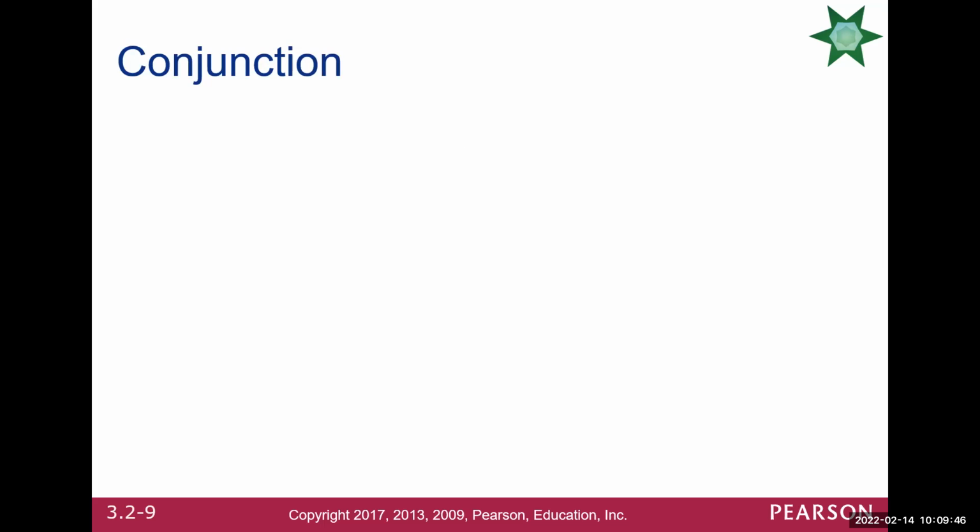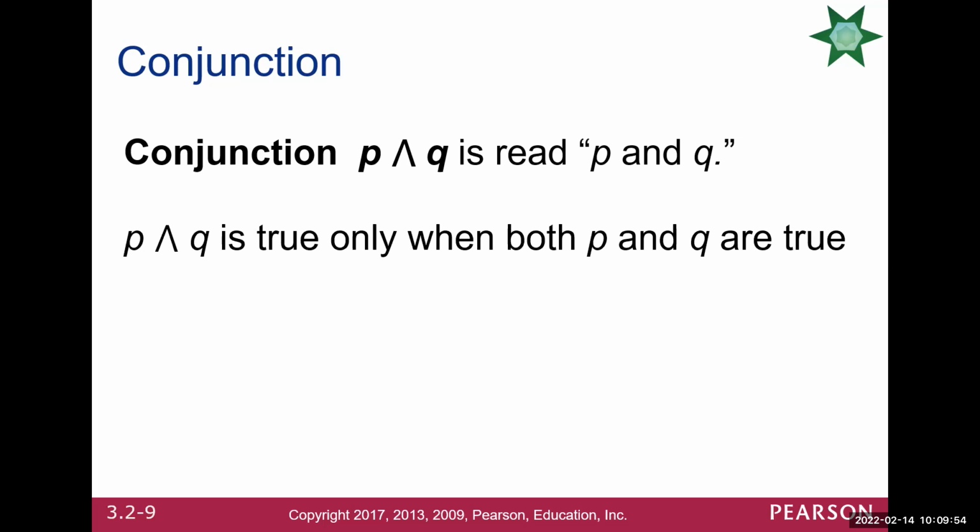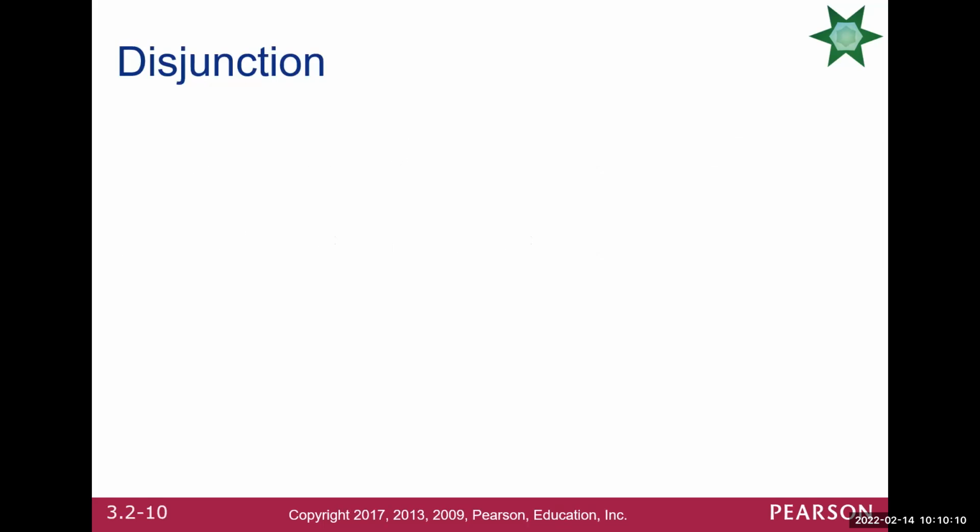With our conjunction, that is our and, the conjunction P and Q, P and Q is true only when both P and Q are true. Remember, is this and this true at the exact same time? Yes, therefore, outcome, true.